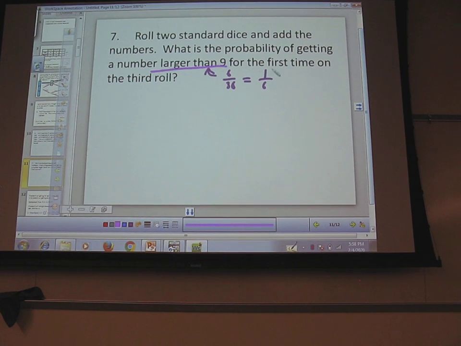Larger than 9 for the first time on the third roll. You guys, heads up. If you do it for the first time on the third roll, that means that you didn't do it on the first roll or the second roll. Do you guys understand what I'm saying? If your first time was on the third roll, it means you failed on the first one, you failed on the second one, you succeeded on the third. Yes? So that means it went like this. You did it 3 times and went no, no, yes.